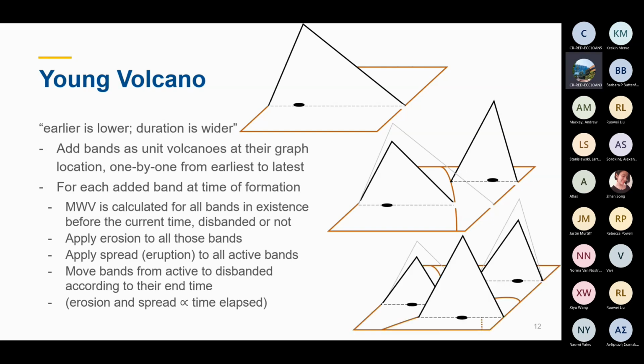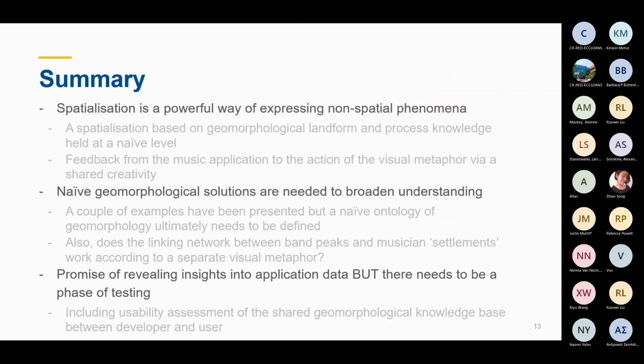And so with the same scenario, this is what might happen. You see the original volcano here descending down to a slightly smaller volcano as erosion happens. And then at this interval, this band ceases to be and the volcano doesn't spread anymore through eruptions.